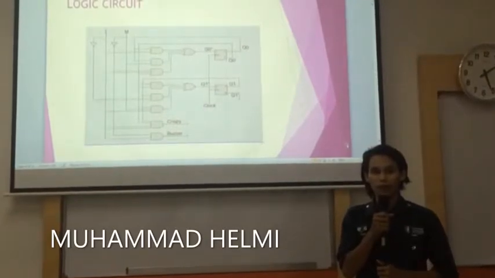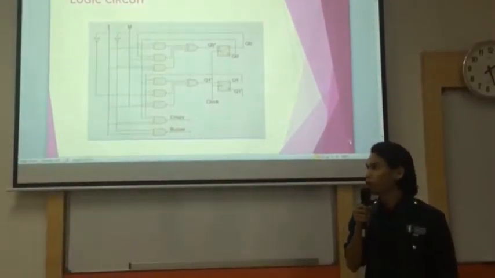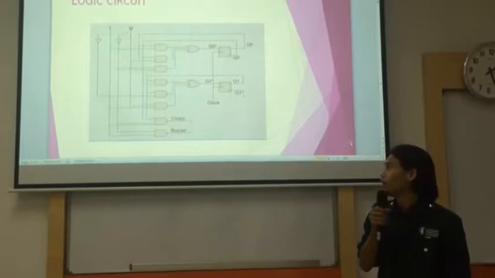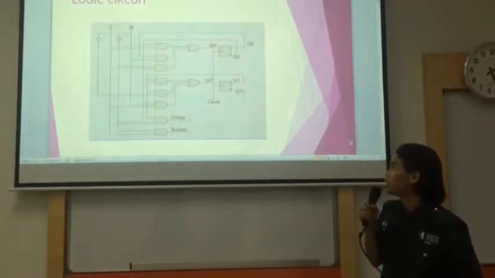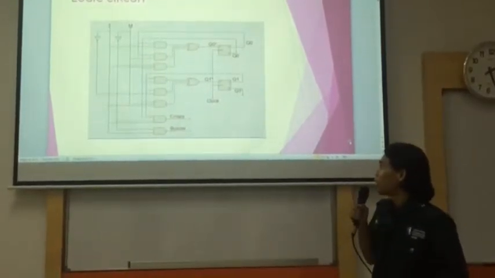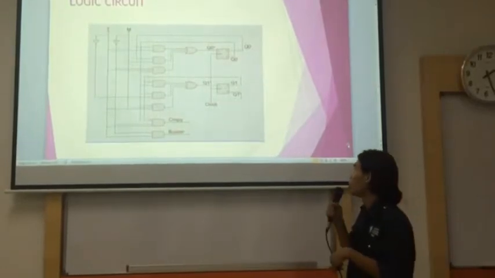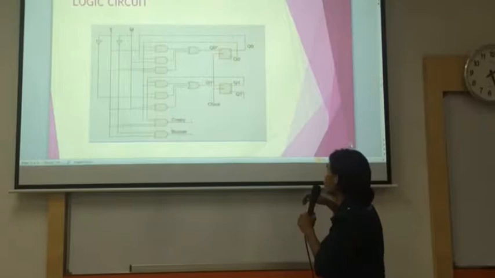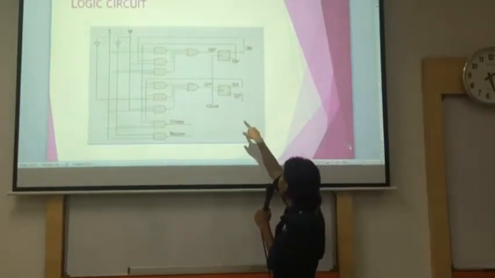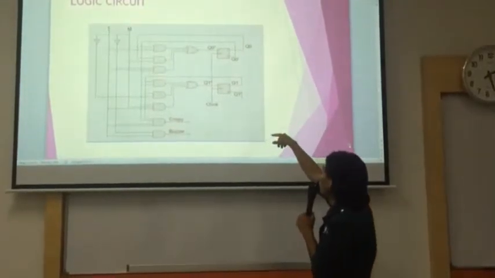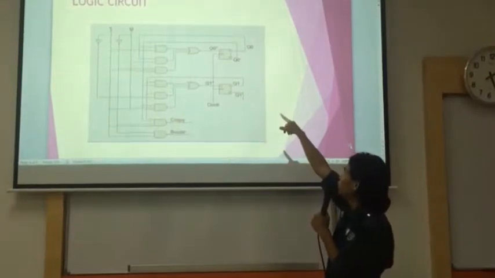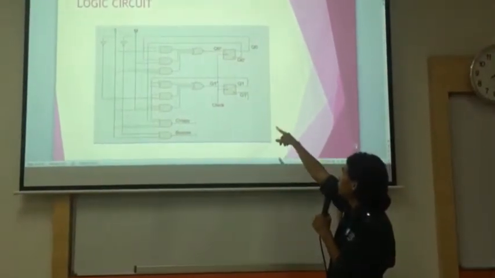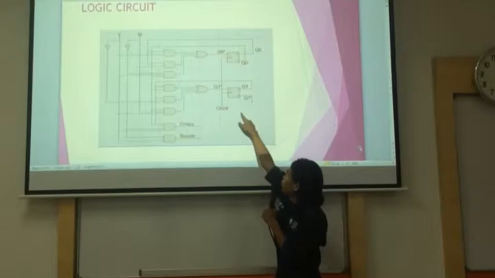Assalamualaikum. My name is Muhammad Hilmi bin Muhammad and I'm from Group 2 Red Box. Now I'm going to present about the logic circuit. Firstly, we need to draw our state memory. For our air fryer, we need to have 2 flip-flops and then we have to label them. The first one is Q0 current state and the other one is Q1 current state.